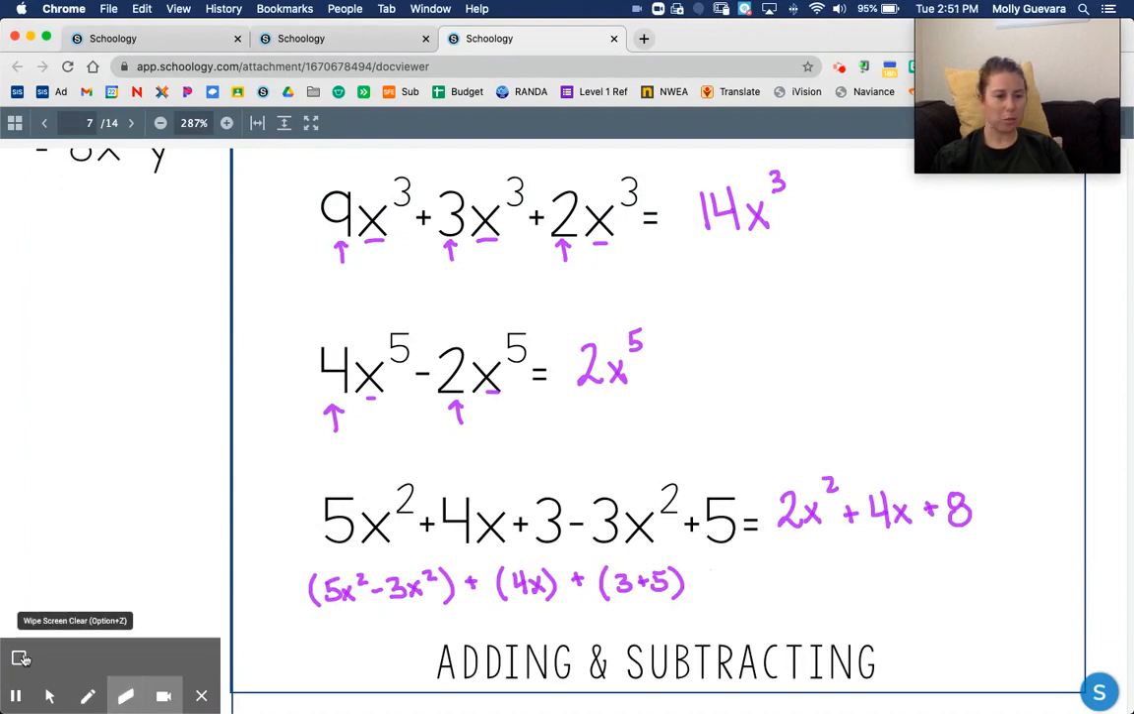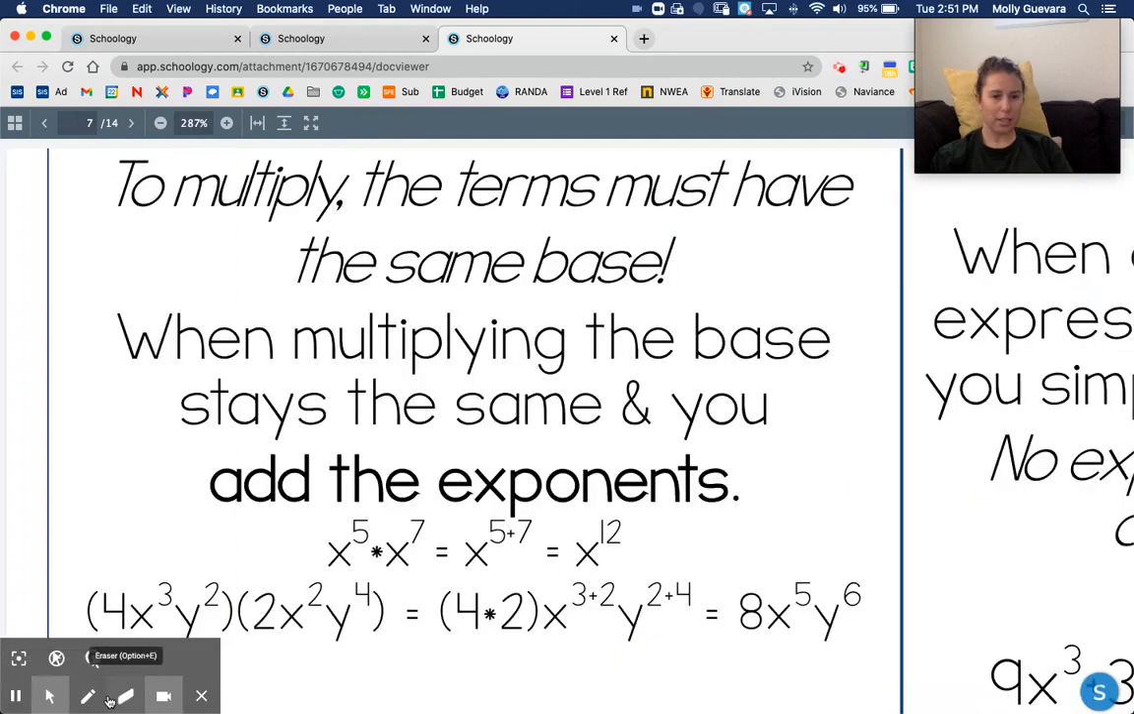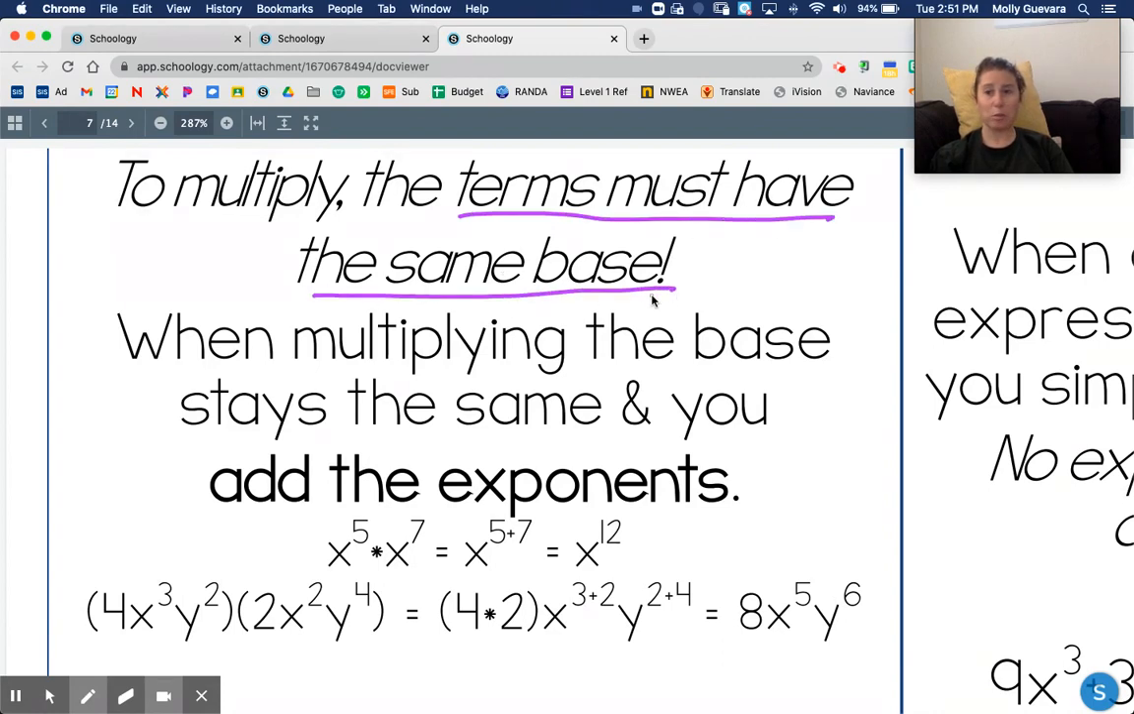Okay, next one is multiplying, just multiplying. So let's go to that page. All right, so it says to multiply, terms must have the same base. If I'm multiplying an x by a y, I'm not going to be able to combine those two together. So the base stays the same and you add the exponents. It is so common because people think, oh, because I'm multiplying these together that I multiply the exponents.